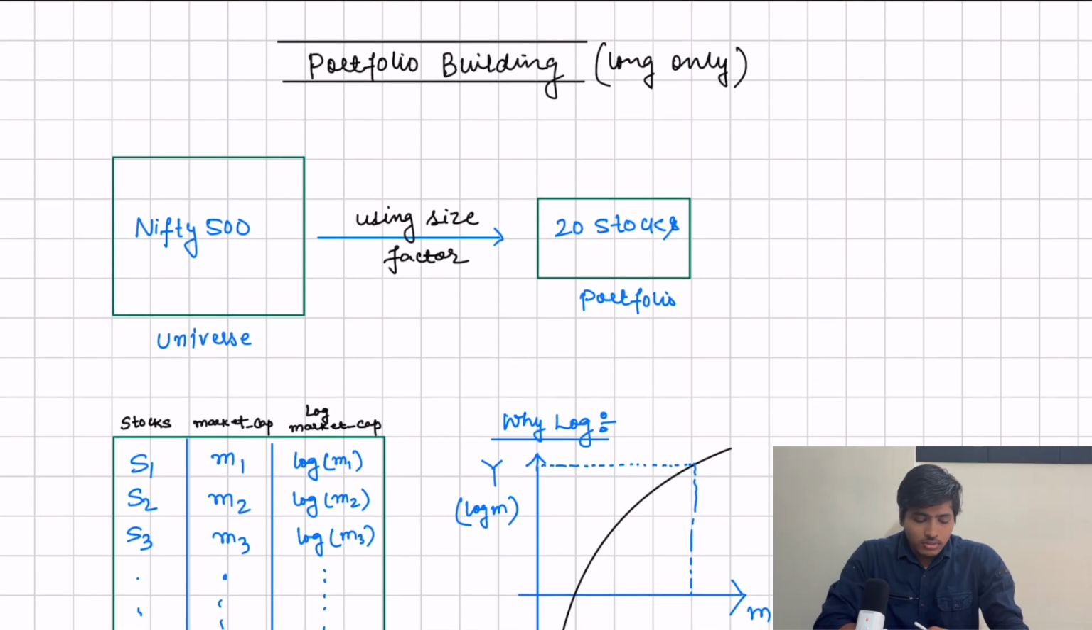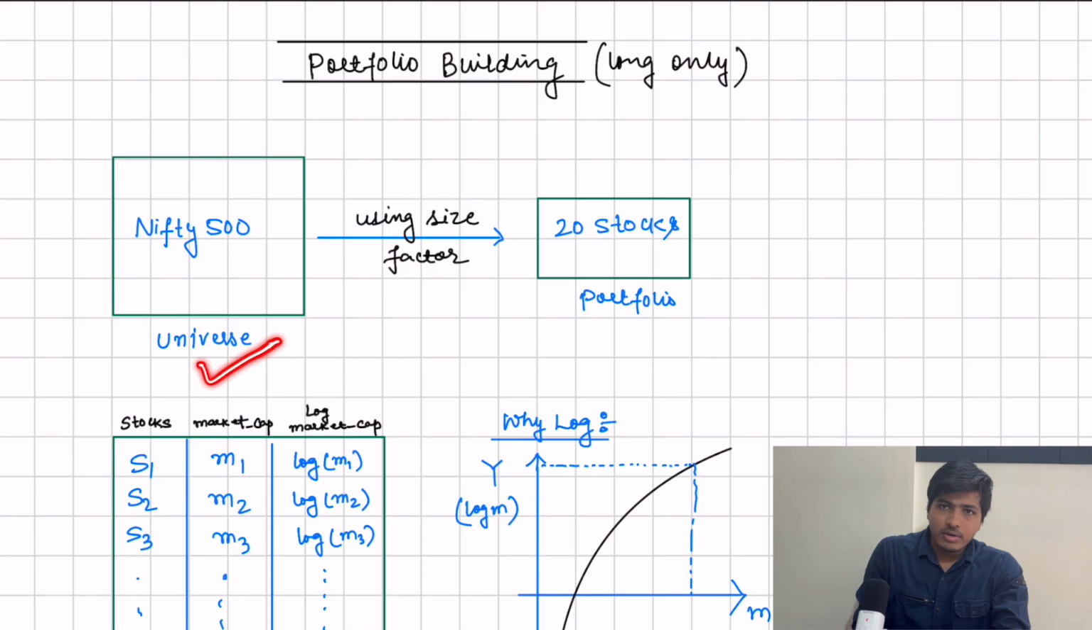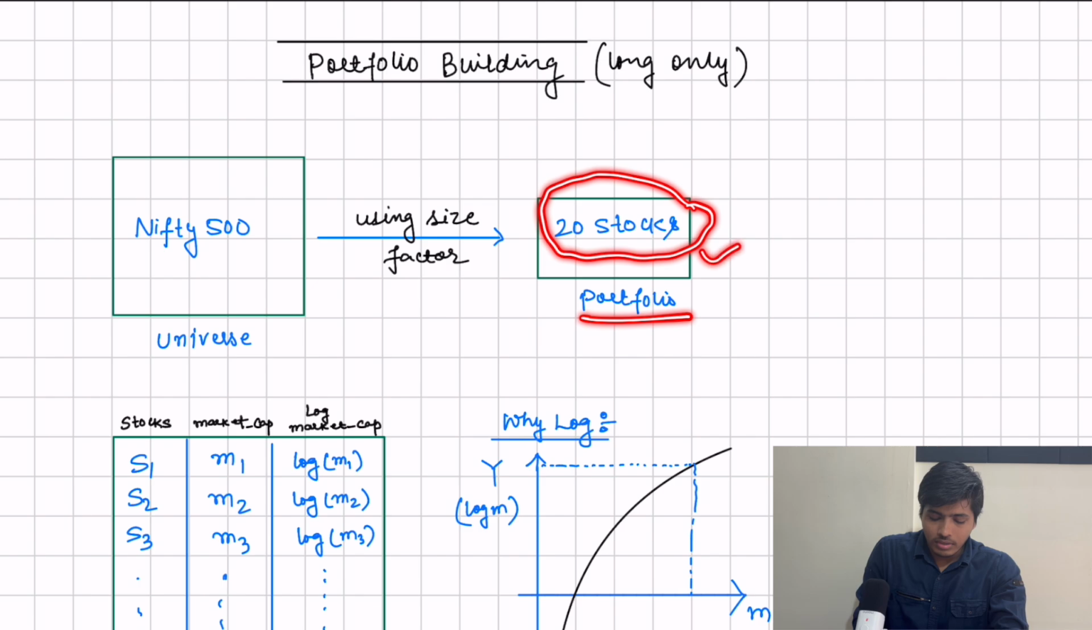Now let's see how we can build a portfolio using size factors. One thing to point out here is that the portfolio that we are building right now is long only, which means we are allowed just to buy the stocks. I will cover one important thing in the coming video, that you can also make a long short portfolio from each factor. So let's say we have the Nifty 500 universe and I want to build a portfolio having 20 stocks.